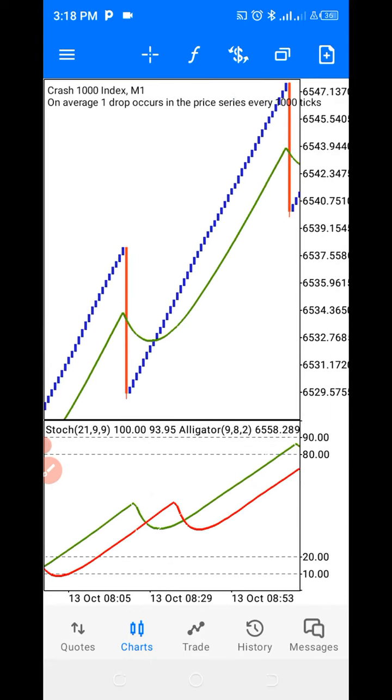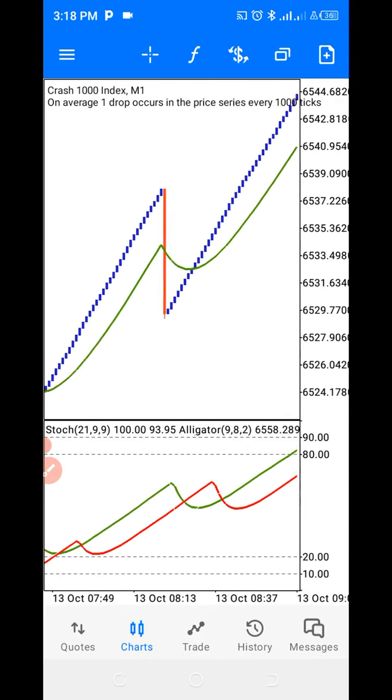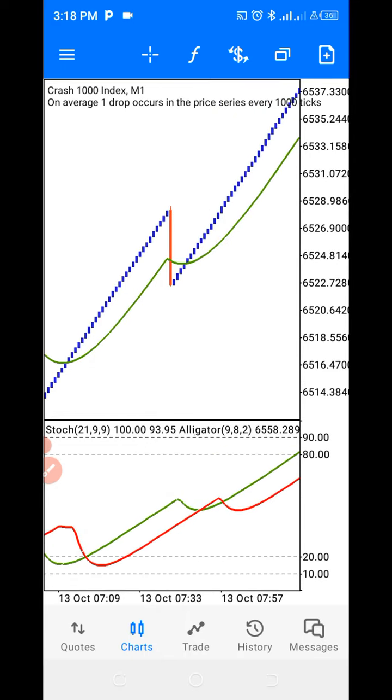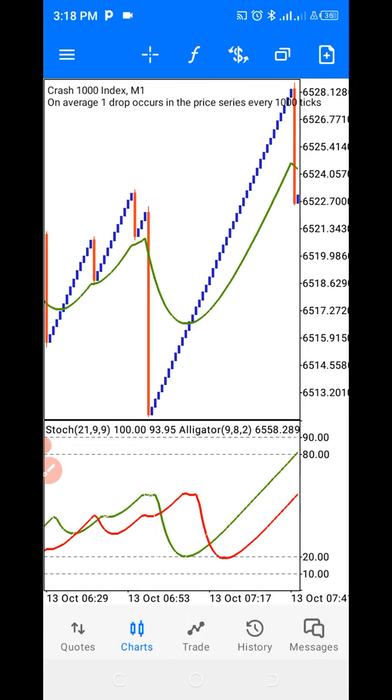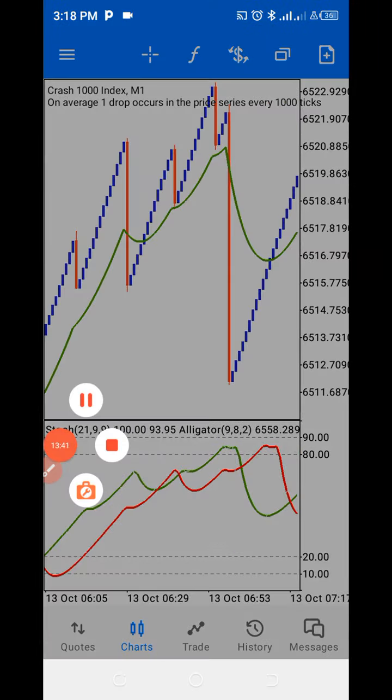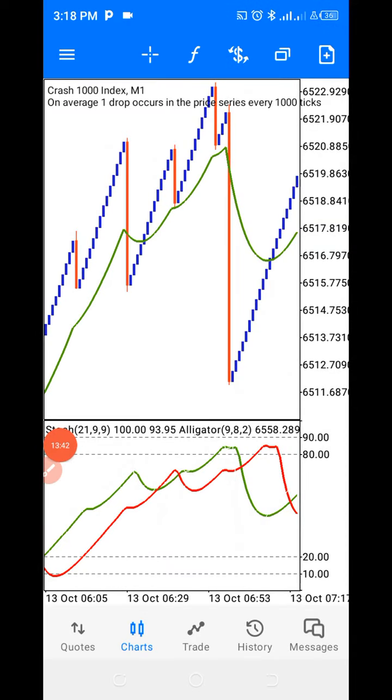On 1 minute time frame, you will tend to get more entries than you will on 5 minute time frame. The only thing is that the entries you will be having on 5 minute time frame are more reliable than the ones you have on 1 minute time frame. So that is what distinguishes whether you are using M1 or M5, right? So that is for Crash 1000.